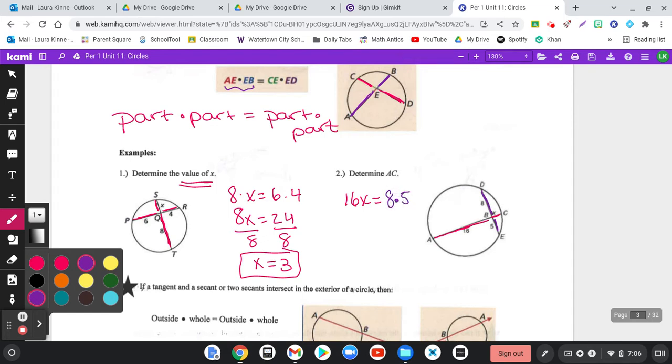Part times part equals part times part, so 16x equals 40. Divide by 16 to find your x. 40 divided by 16 is 2.5. But then again, it wants us to find AC. So from A to C would be the 16 plus the 2.5, which we just found, which is 18.5.